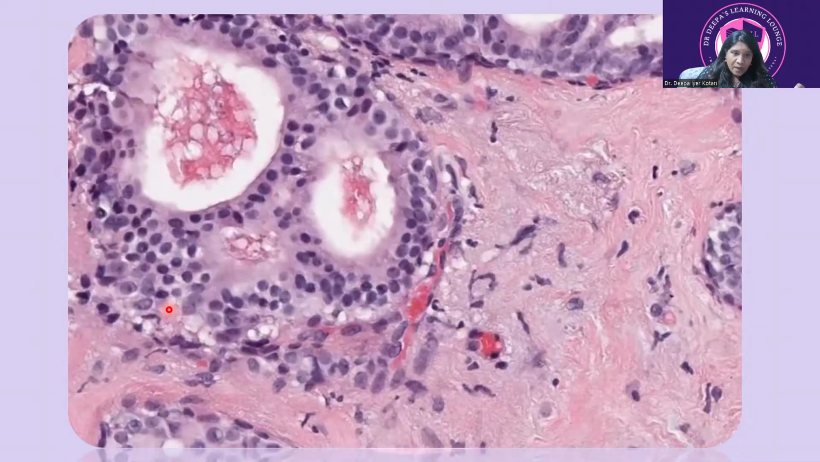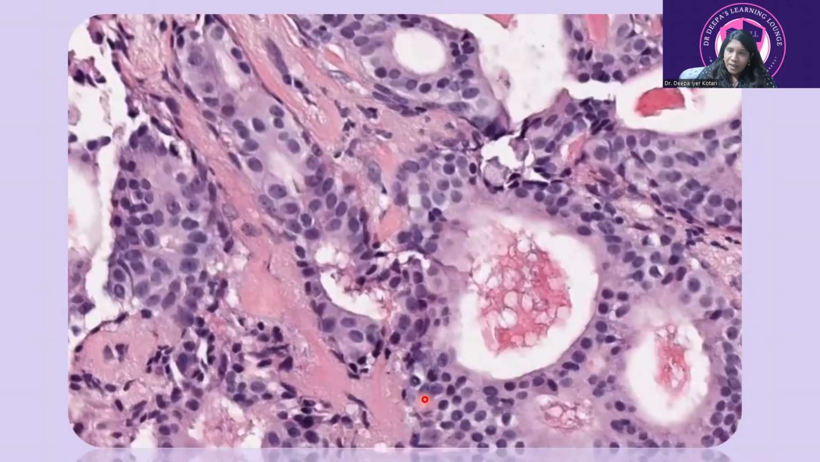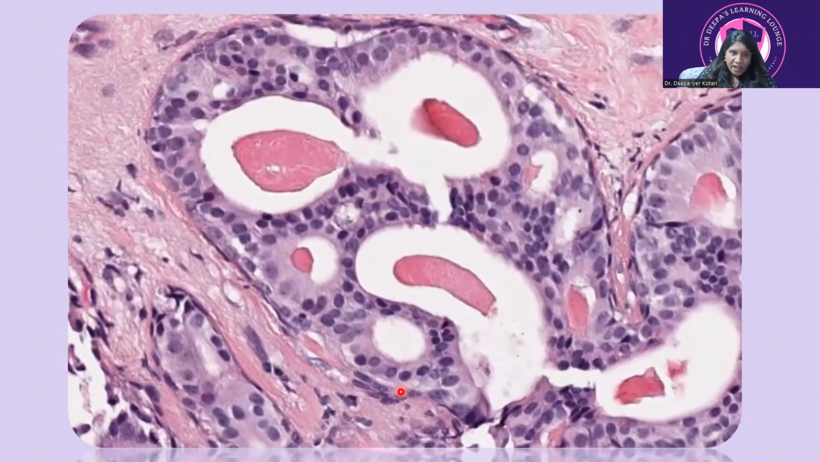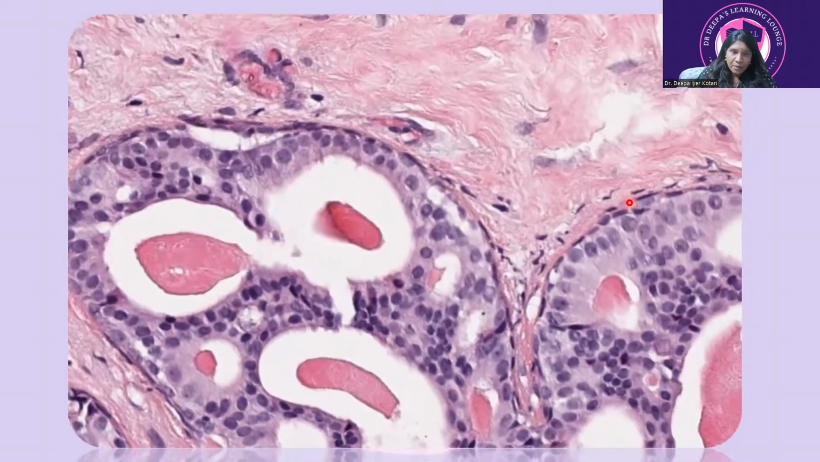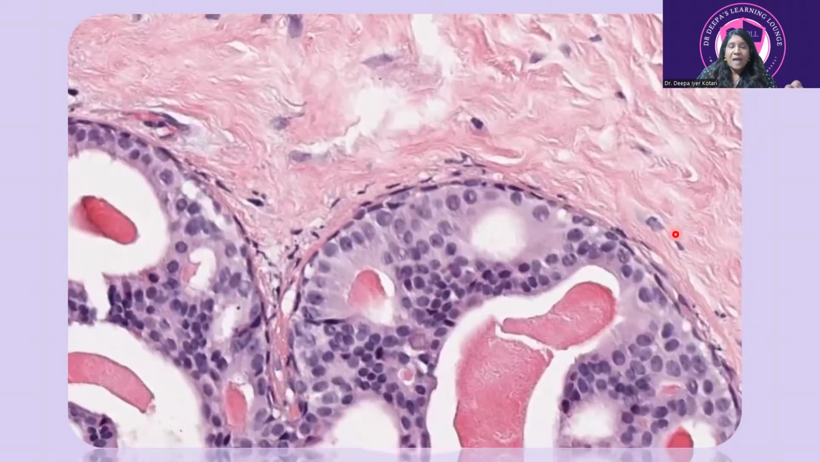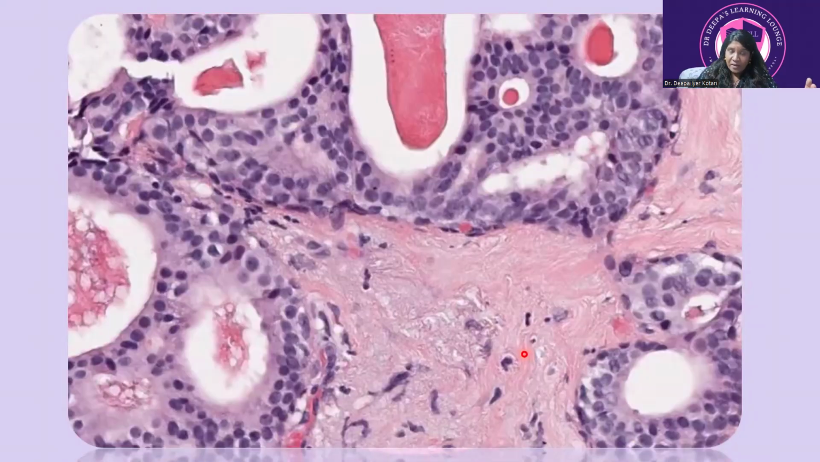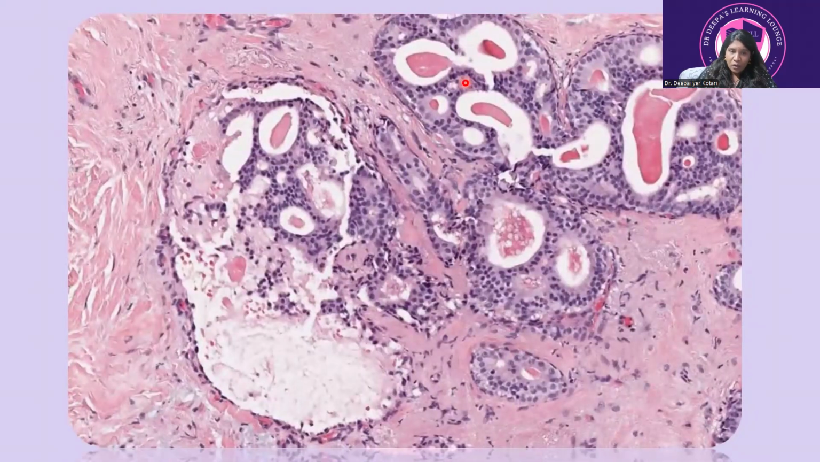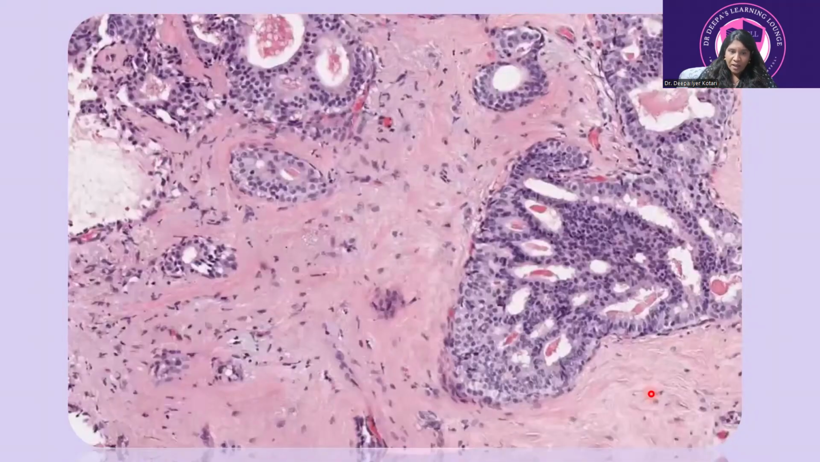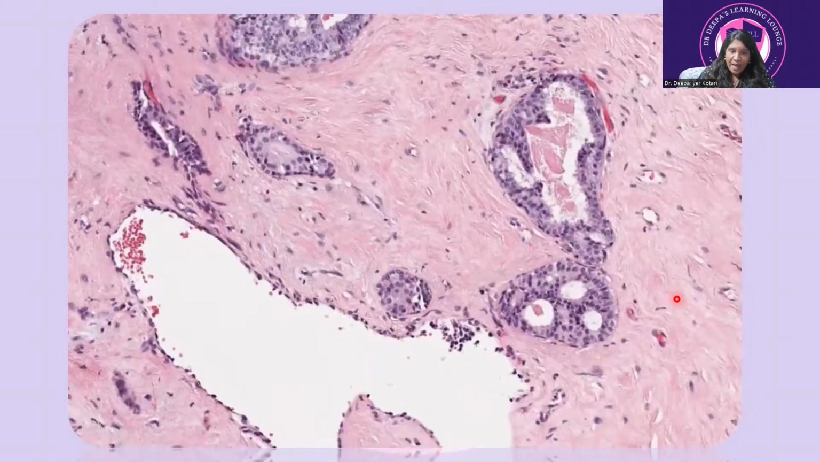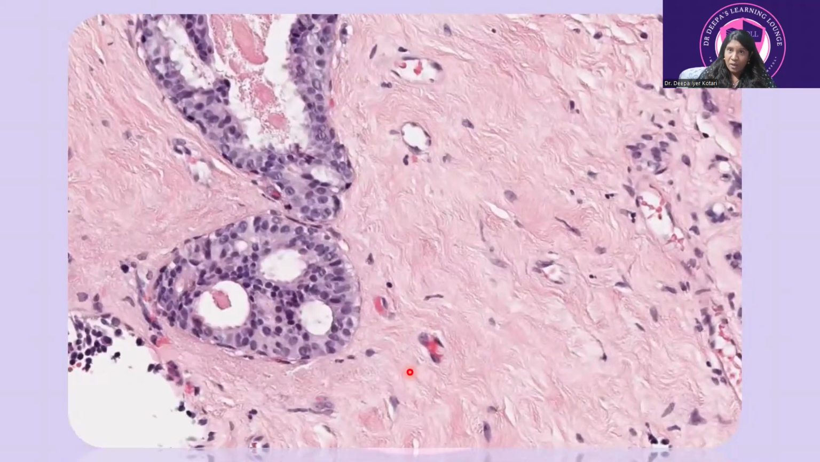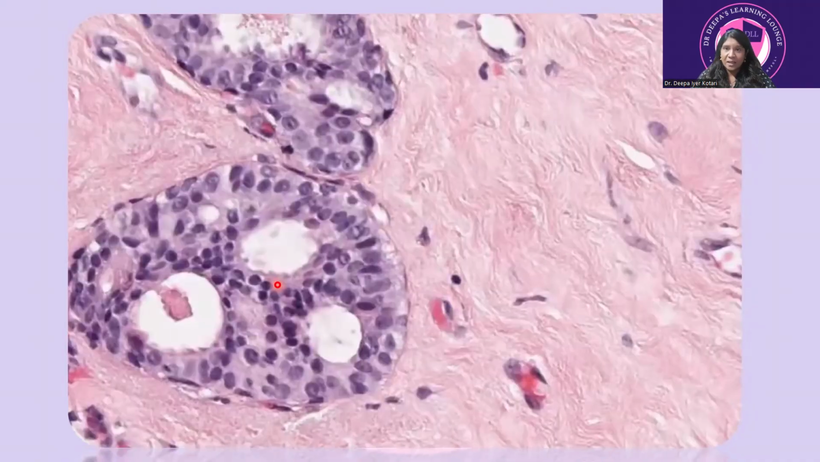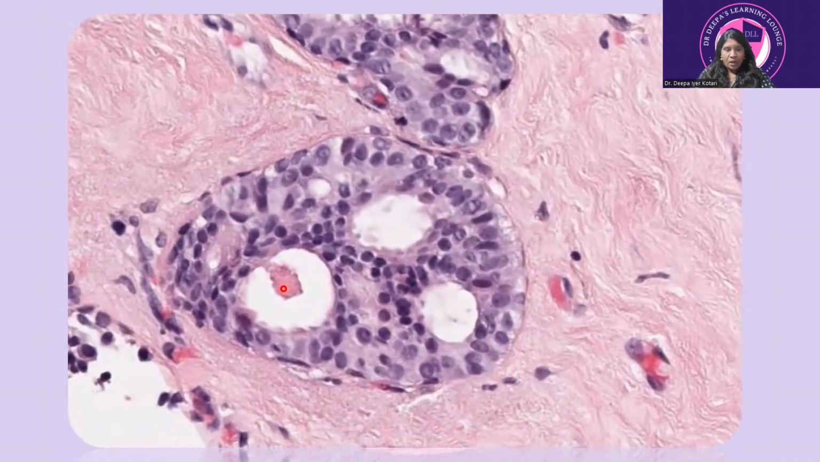In the lower power, my eyes were not getting diverted into the stroma at all. Each and every duct is lined beautifully by the myoepithelial cells. So this is undoubtedly a DCIS. It is not invasive. Okay, am I clear? When I go back to the lower power, you see my eyes are only looking at the ducts. I'm hardly able to see any abnormality or desmoplasia in the stroma, correct? So this is a classical DCIS.